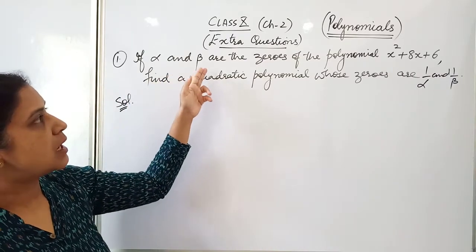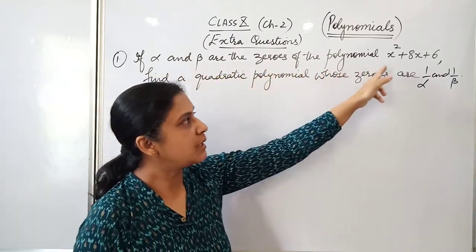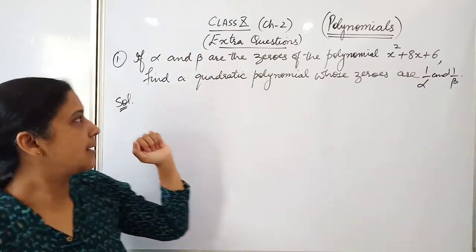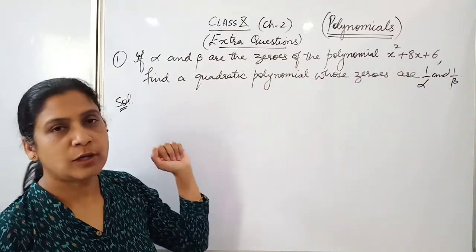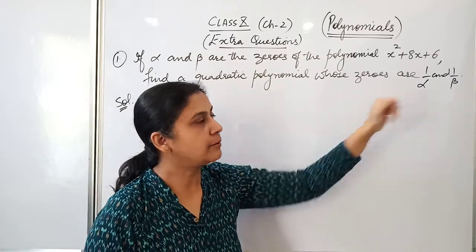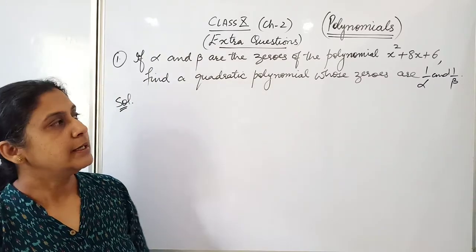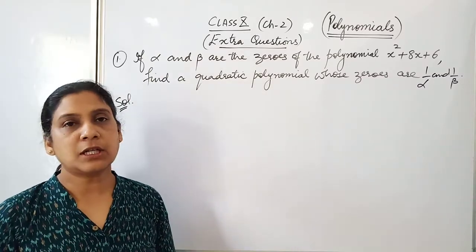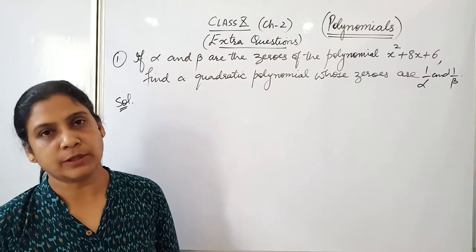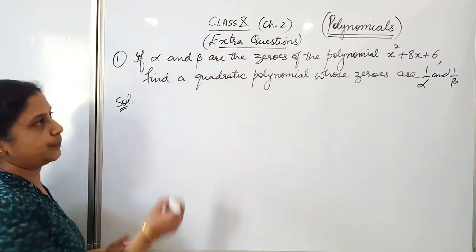If alpha and beta are the zeros of the polynomial x square plus 8x plus 6, then find a quadratic polynomial whose zeros are 1 by alpha and 1 by beta. It is a very standard and very frequently asked question in board. Let's start with the solution.